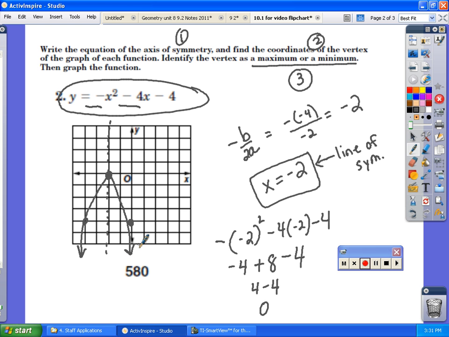All right. And then it's a maximum because the vertex is the highest you go before coming back down. And it looks like I answered all the questions. The vertex, that was the y, so the vertex was at -2, 0. Last problem.